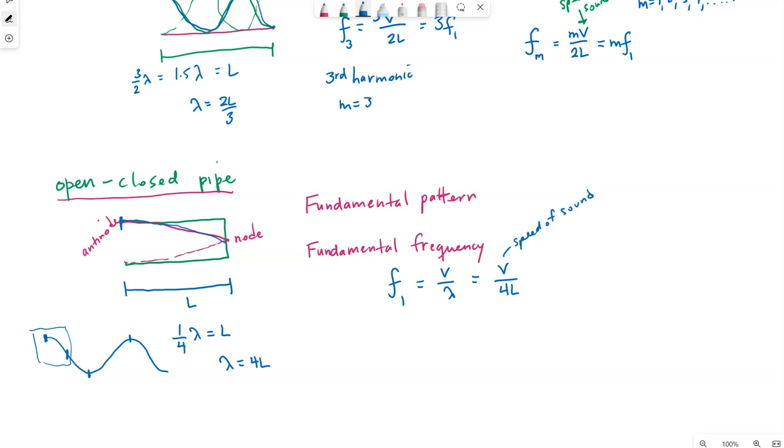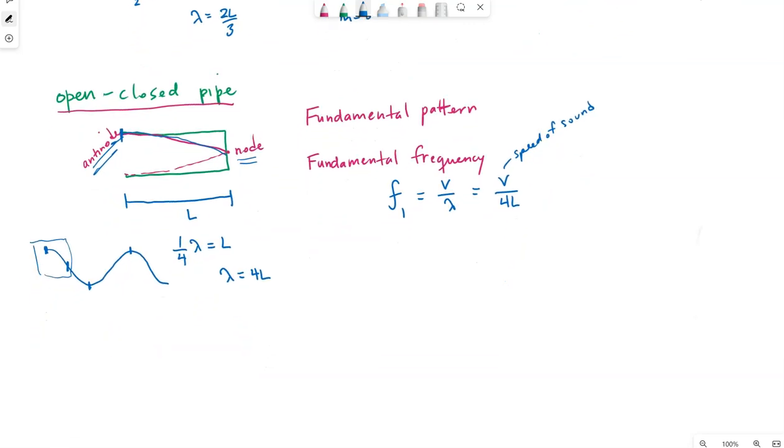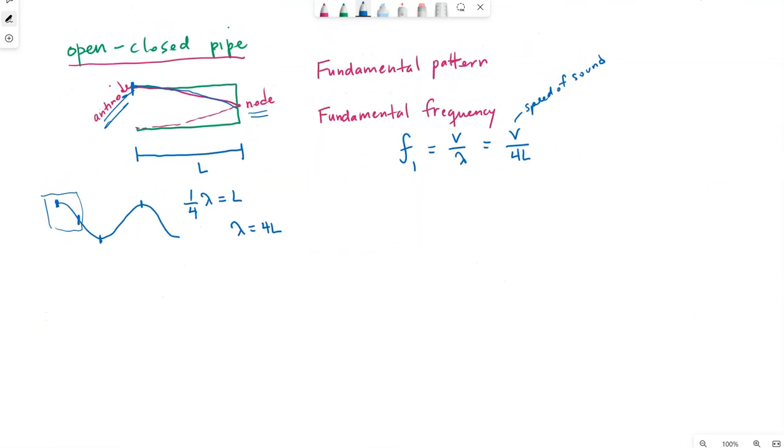So the wavelength is still directly related to the length of the pipe. We just have a different relationship this time because of one end being open, so we need an antinode, and the other end being closed, which means it will be a node. Something else interesting happens as well.